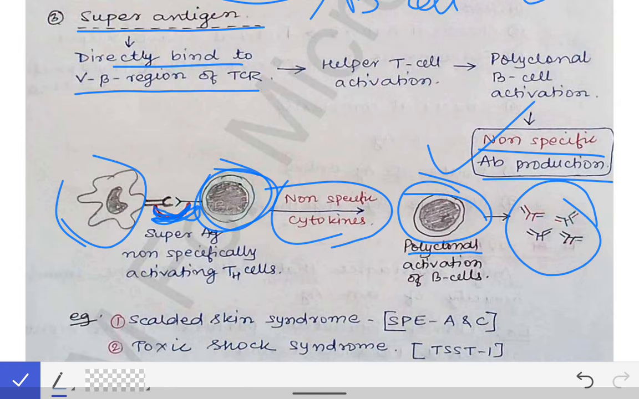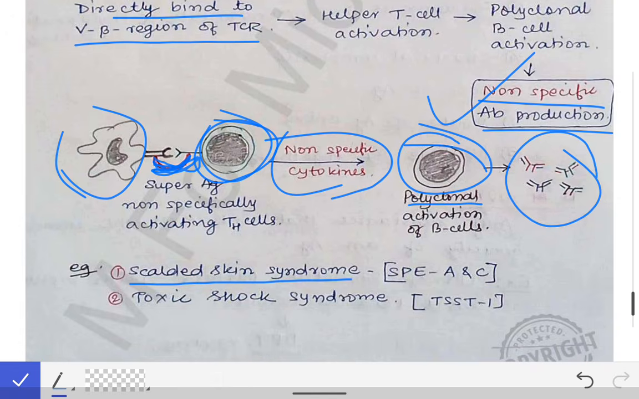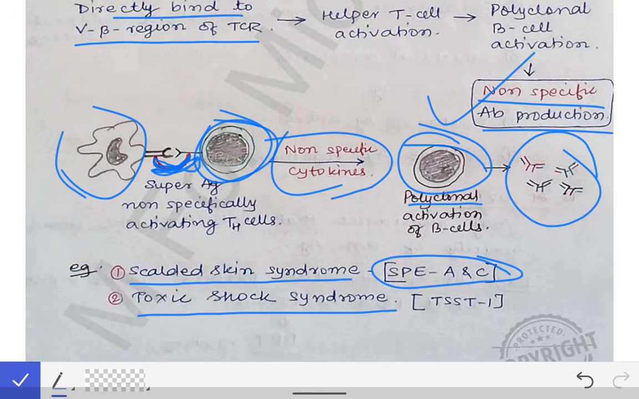Now what are the examples of the superantigens? The example is the scalded skin syndrome, that is caused by the SPEA and C toxin produced by the Streptococcus, and then the toxic shock syndrome, which is caused by the toxic shock syndrome toxin type 1, which is produced by Staph aureus. So these two are the examples of the superantigens. There are many more examples, but you should limit yourself and remember at least these two.